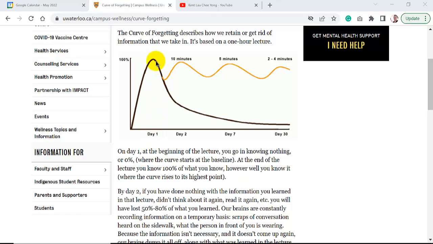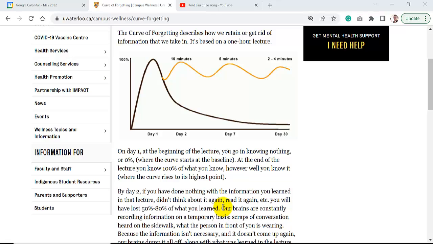That is day one. So what you learn, the 10 things you learn, the 7 things you learn, when you reach day 2, if you have done nothing with the information you learned in that lecture, you didn't think about it again or read it again, you have lost 50% to 80% of what you learned.